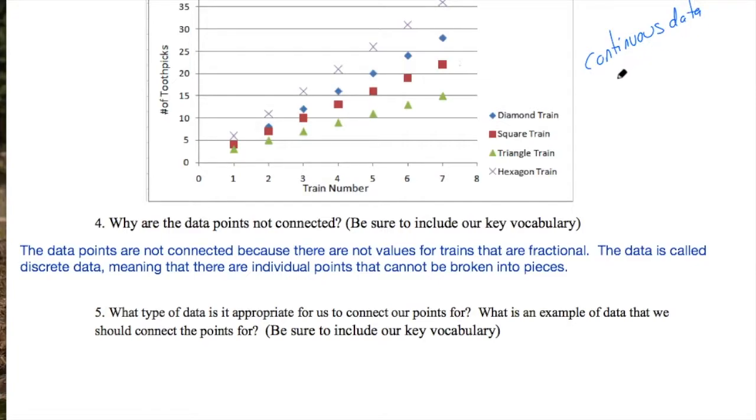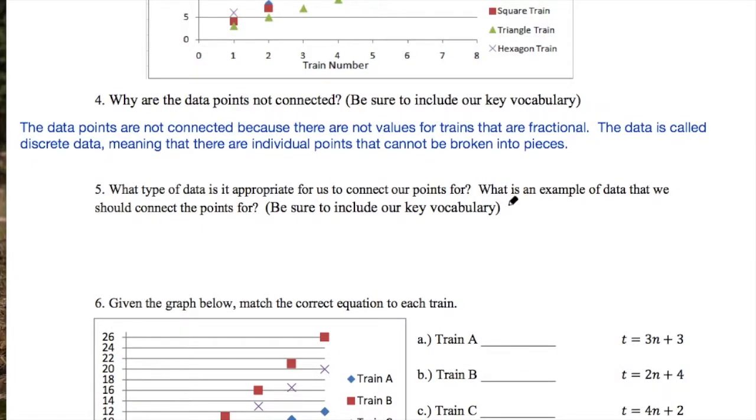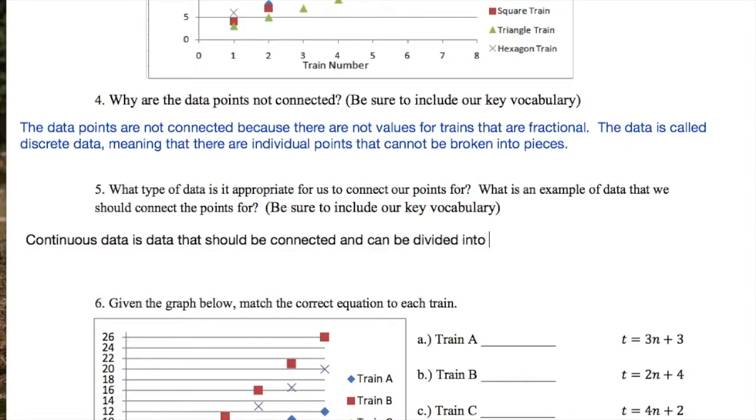Continuous data is data that can be broken down and should be connected. The number one example for continuous data is time. There are always half seconds and milliseconds, and time is a continuum, and we can always look at a smaller unit of time, whether we can measure it accurately or not. So what type of data is appropriate for us to connect our points? I didn't realize that was the next one. Okay, so continuous data is data that should be connected and can be divided into smaller and smaller pieces. Time is perhaps the most common example of continuous data.